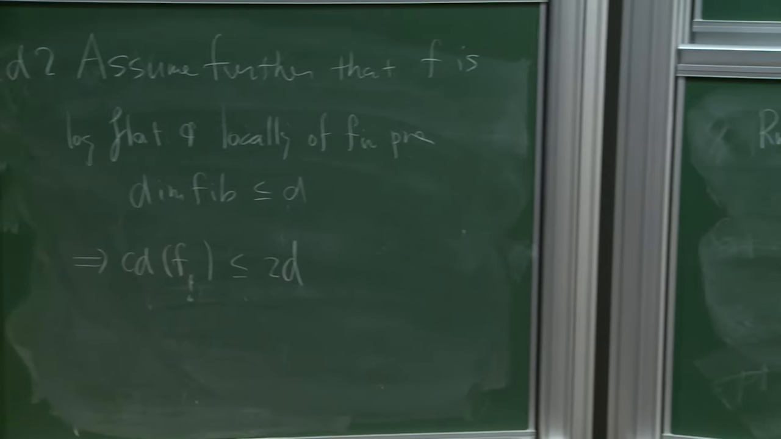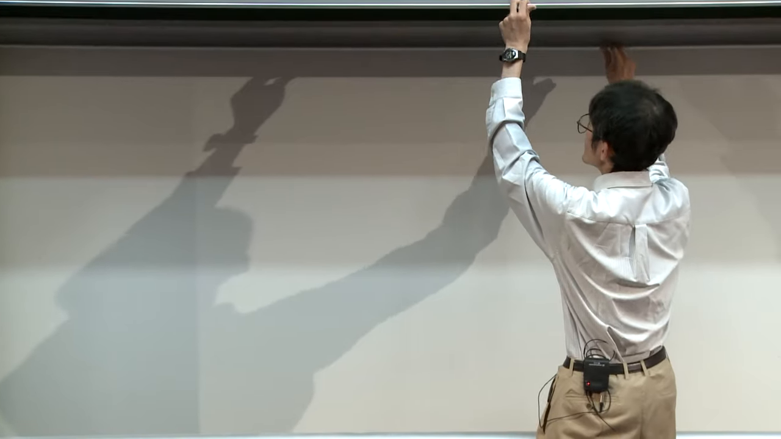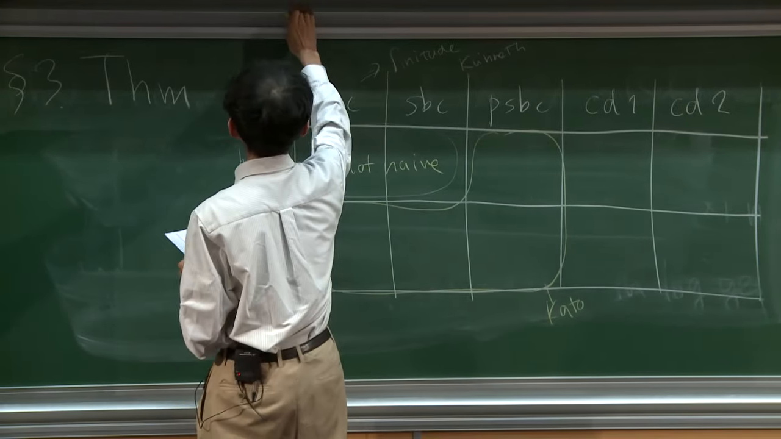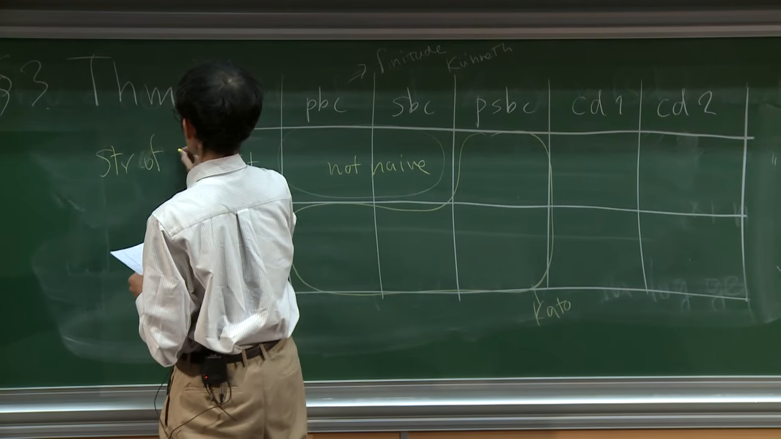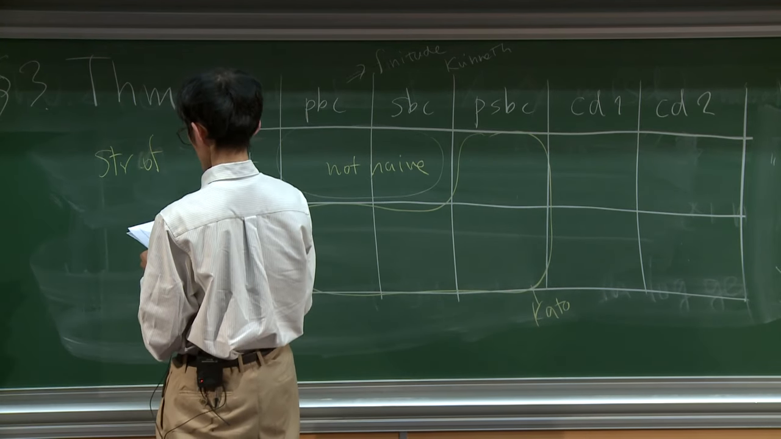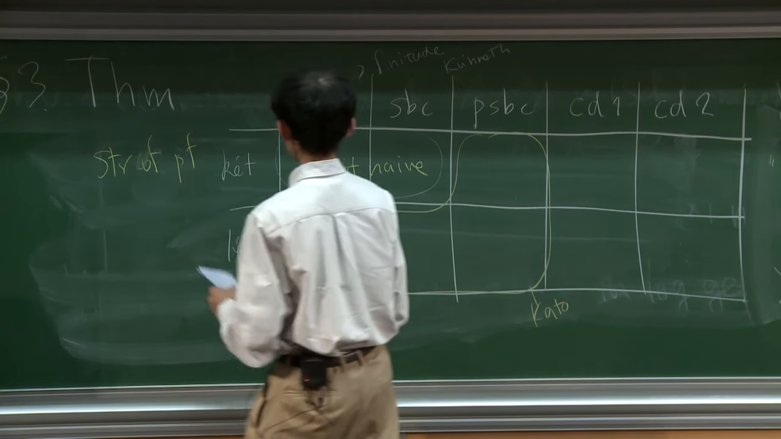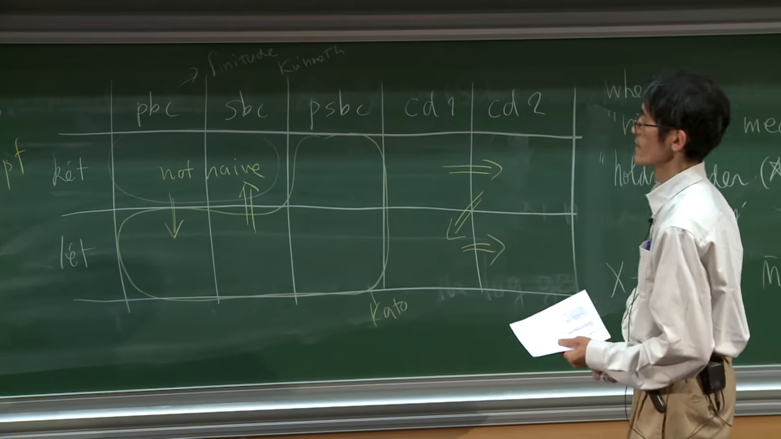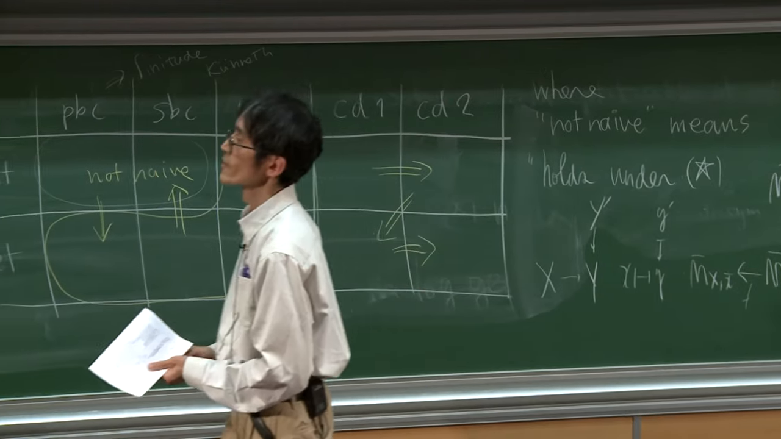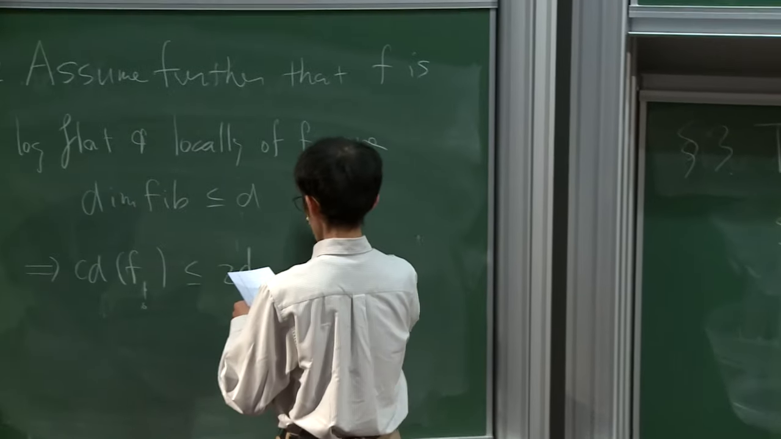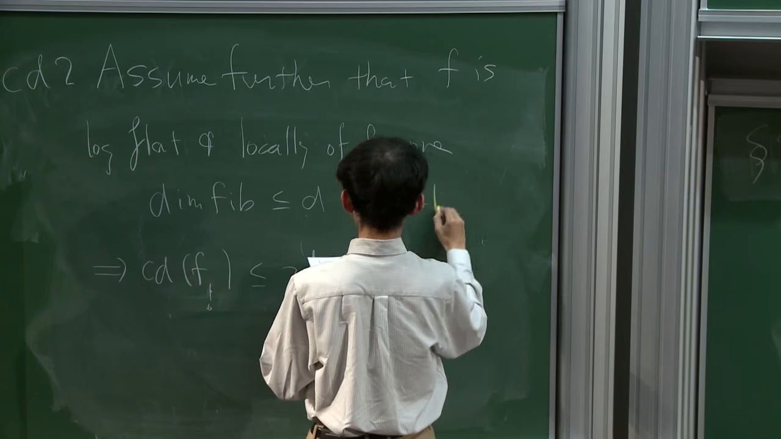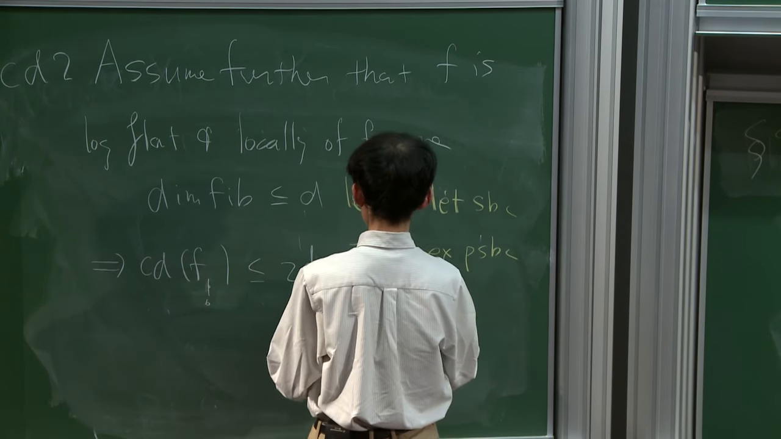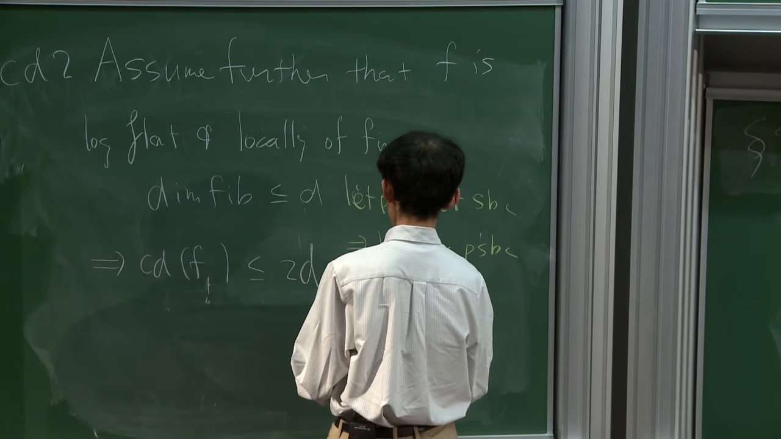Of course, there is no time to explain the proof, so I only give the structure of the proof. And PSBC is rather complicated. So log étale PBC plus étale SBC implies ket exact PSBC, and this implies étale PSBC, and finally this implies ket PSBC in general.